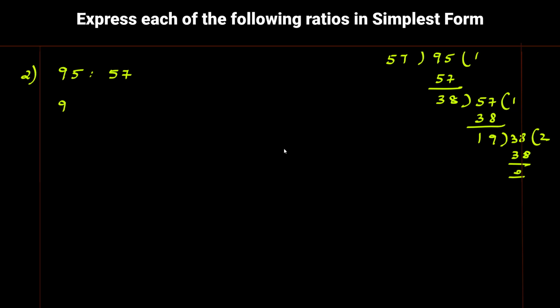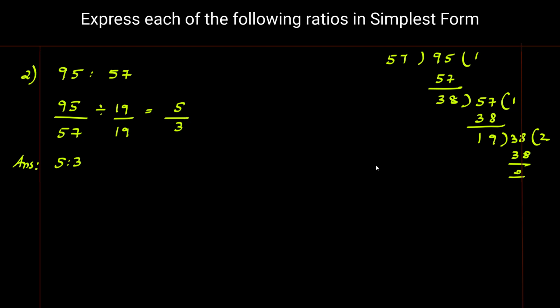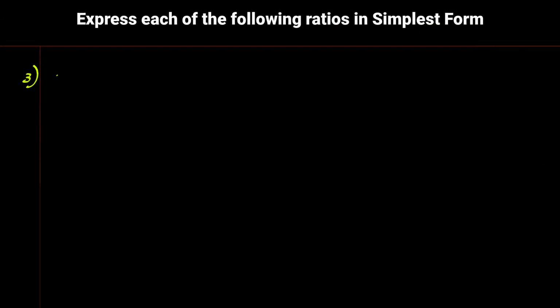So it becomes a lot easier if you are unable to find the common factor that divides the given numbers. So 95 by 57, when you divide both the numerator and the denominator by 19, the answer that we get is 5 by 3. So the ratio in simplest form is 5 is to 3. I hope it's clear. Whenever you're unable to find a common factor that divides both the numbers, you can find it through the long division method of finding the highest common factor.